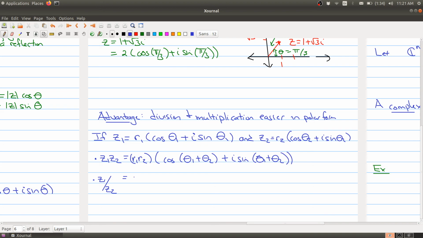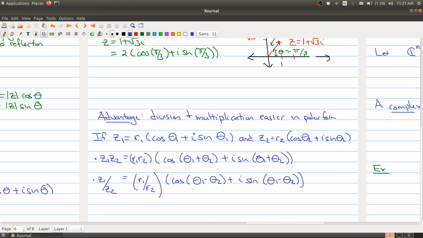And dividing is kind of similar. You take the moduli and you divide them, and for the arguments, you subtract one from the other. And there you go. That's one of the big advantages that, personally, I think you get from polar form: these operations become easier to work with.